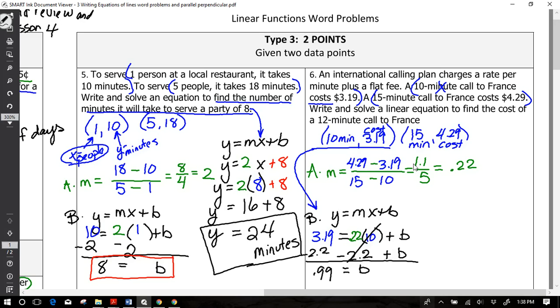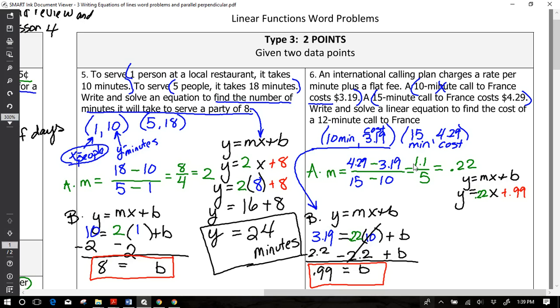So that means it costs 99 cents just to have this cell phone, the international calling plan. Okay. And that is my y-intercept. So now I'm ready to plug in my y-intercept and my slope. Y equals mx plus b. And I know that the m is 0.22 and the b is 0.99.